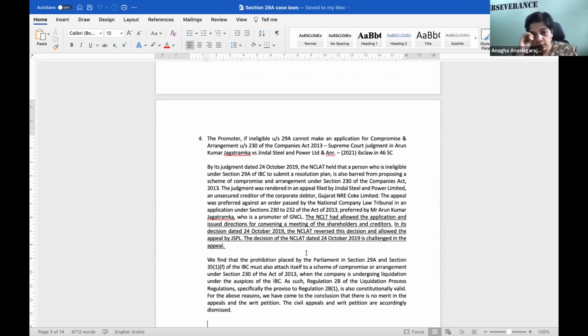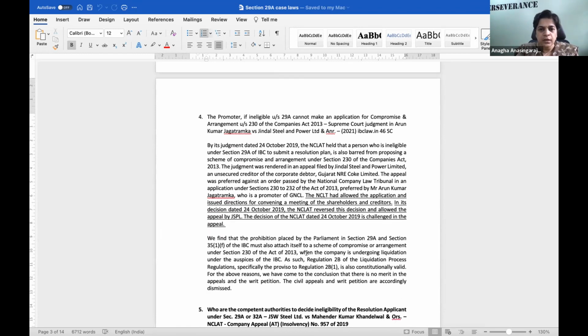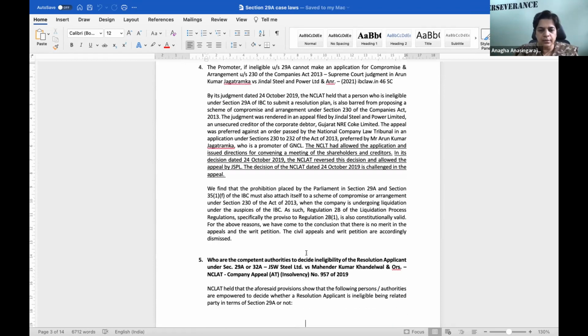Then this is a case under section 230 for compromise and arrangement under the Companies Act. If a promoter is ineligible under 29A, then of course he cannot make an application for compromise and arrangement under the provisions of the Code also. In this case, the NCLT had in fact gone ahead and allowed the application and issued directions for convening the meeting of the shareholders and creditors, against which the appeal was filed, and the NCLAT reversed the decision and allowed the appeal by the other resolution applicant.